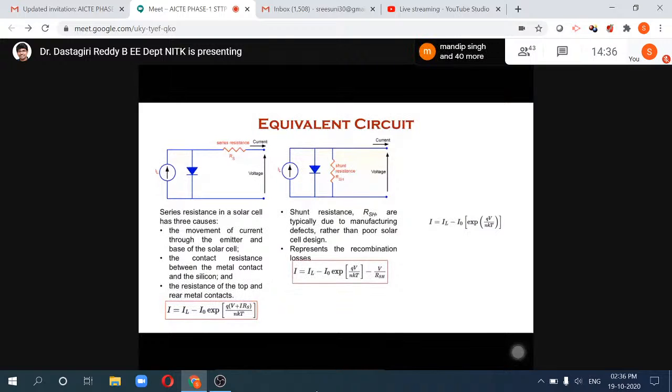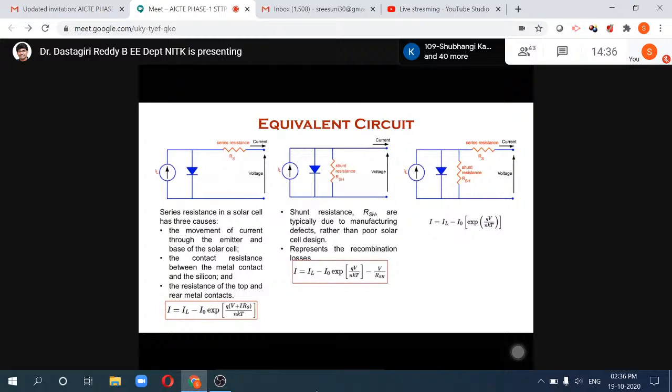And because of that, what happens? Some current goes away from the total current, so it should be minus V by Rsh. This was the equation we came across. The total current is the light generated current minus the diode current, where the diode current is because of diffusion happening across the junction. This has changed to V plus IRs because of the series resistance. And one more term comes into the picture because it represents the recombination losses. That's how your equation took this particular shape.